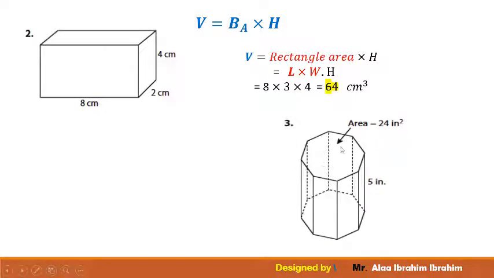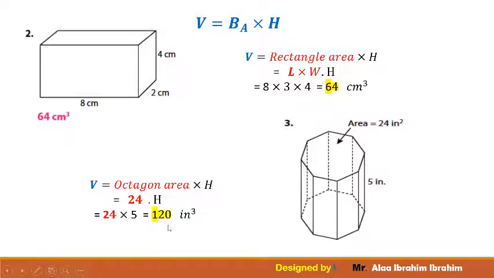Here I give you this shape, 1, 2, 3, 4, 5, 6, 7, 8, an octagon. I give you the area of the octagon already. This 24 is your area and this is your height. So it's easy, use this rule. I just replace the area of the octagon with 24, which I gave you. The height is 5, so I have 120.